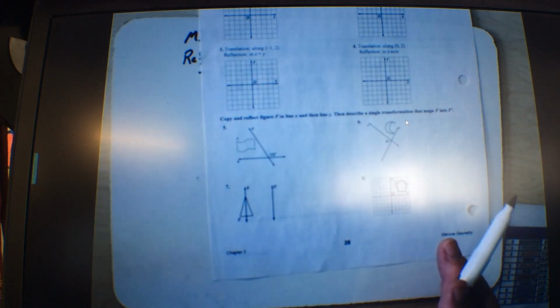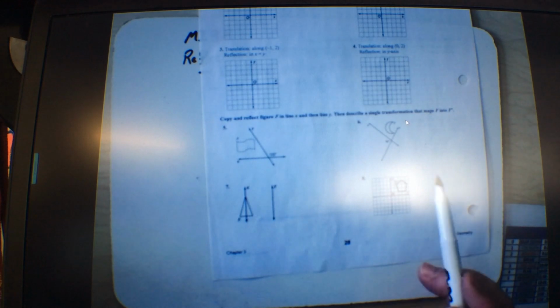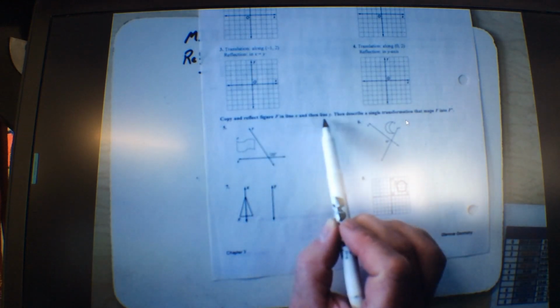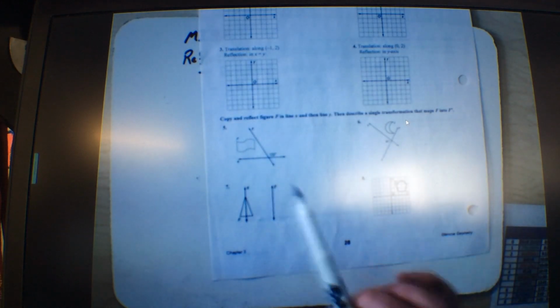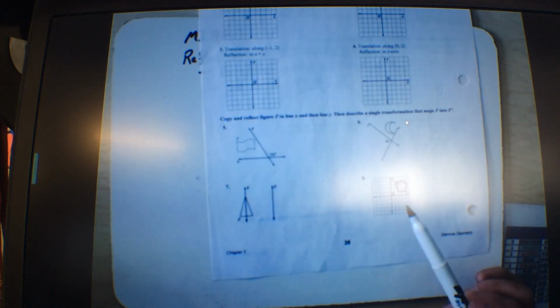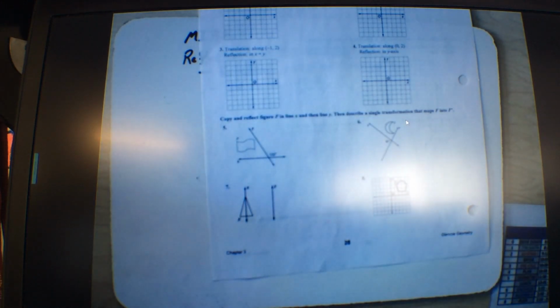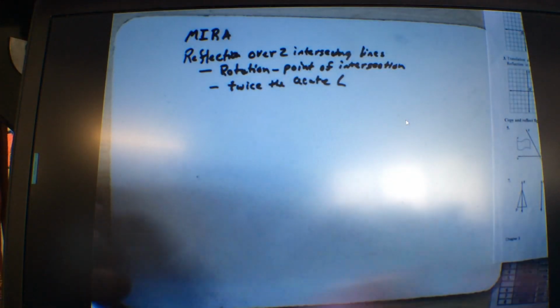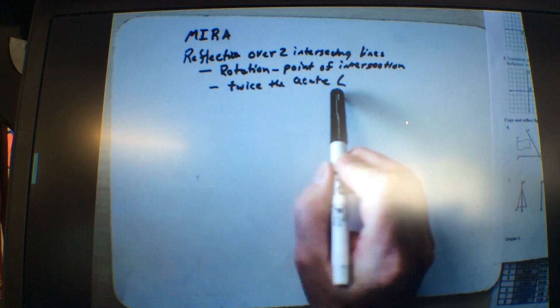And then Dylan will put the Miras away. On number 5, reflect it over the X, and then you reflect it over the Y. It says X and Y both on all of them. So you do the X-axis first and then the Y. Can you lift up your paper so I can see the notes? Yes. It's twice the acute angle. The angle of rotation is twice the acute angle, Kagan. Do you understand that?